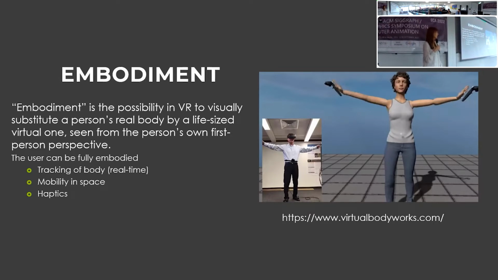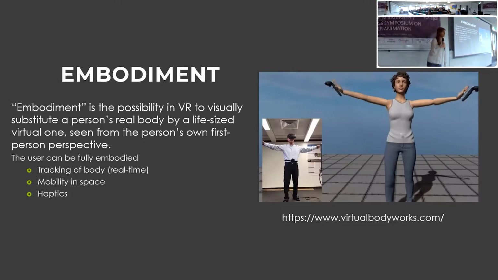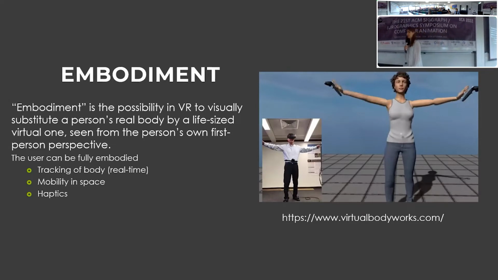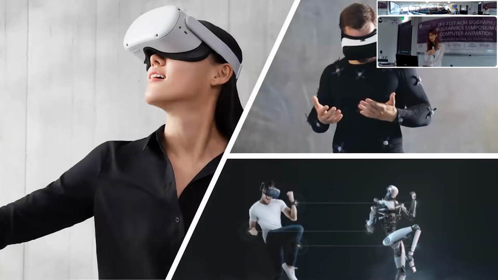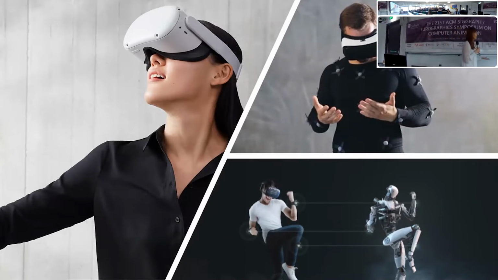And there are other ways of doing that as well, but that's certainly one of them. So for the user to be fully embodied in the virtual avatar, generally you're going to want pretty highly realistic tracking of the body. So, real-time tracking, you might need some mobility in space and haptics as well. But the one that I'm interested in, and I guess it's more relevant to this community, is the real-time tracking. So in VR, the level of realism of movement is obviously going to depend on the number of tracking points that you have, right?